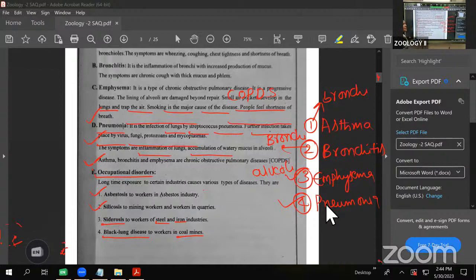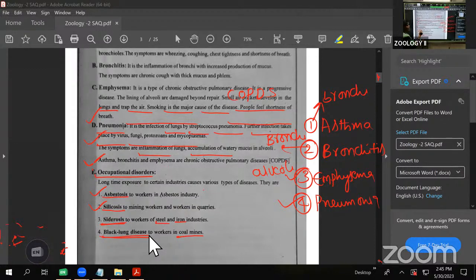Next, the occupational disorders. People who are exposed for a long time to industrial effluents like asbestos and silica get diseases that we call occupational disorders, because they get the disorders through their occupation. There are four types: asbestosis, silicosis, siderosis, and black lung disease. The names say it all.